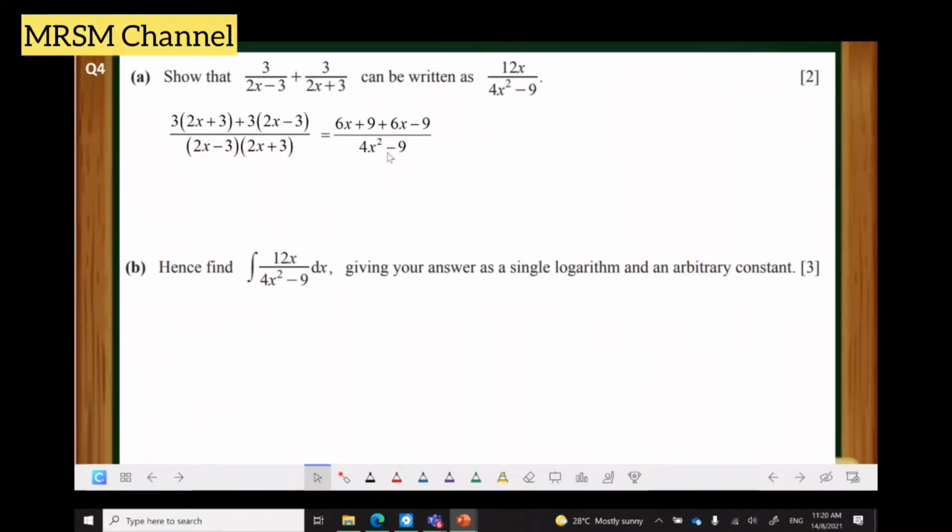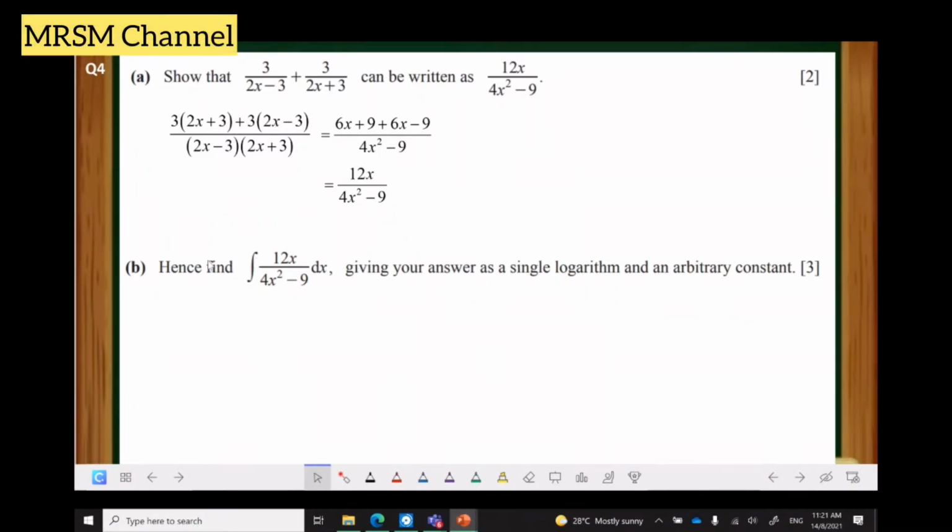Alright, dekat bawah ni. So you get this one. Dah bawah dah sama dah ni. 4x square minus 9. Yang atas ni kita simplify. So we can eliminate 9 because 9 minus 9 is equal to 0. So what do you have is 12x over 4x squared minus 9. Okay. Alright.